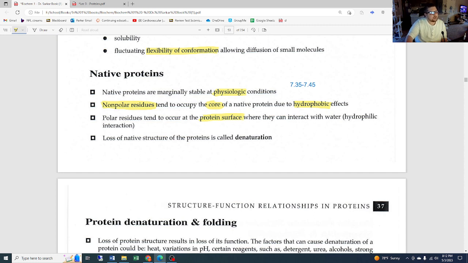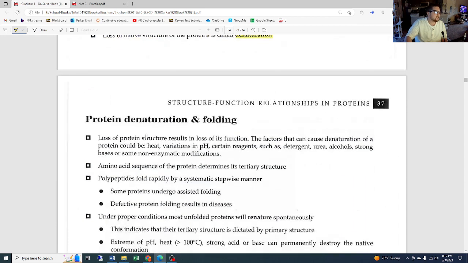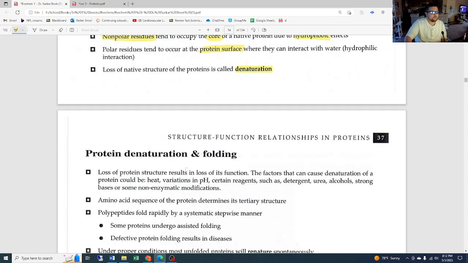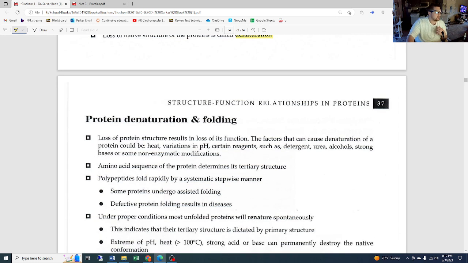And a loss of the native structure of the proteins is called denaturation. So denaturation is anytime the functional shape of that protein is altered by something that's not supposed to happen, whether that be an outside chemical, a temperature change, or a pH change, that kind of stuff. When you change the structure of it, it starts to unravel that structure. That is denaturation. So loss of protein structure results in loss of its function.